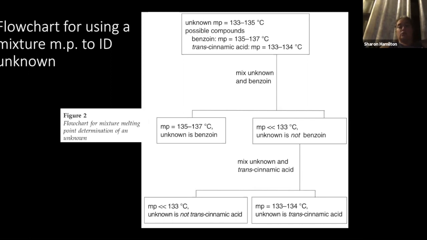Mix the unknown with the tranexamic acid, and you should see, hopefully, that your melting point for this sample is 133 to 134 C, a very small, narrow melting point range, identifying your unknown positively as tranexamic acid. Of course, there's always the chance that there's another compound in a similar melting point range. Therefore, if you have a much lower melting point than tranexamic acid, you have to go back to the drawing board and revisit other possible compounds.